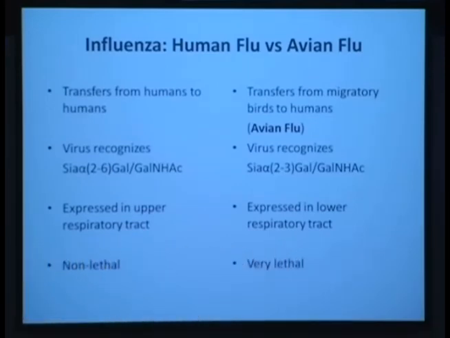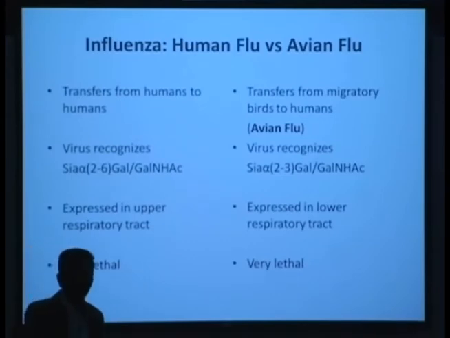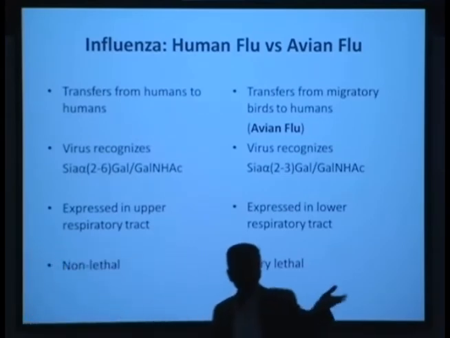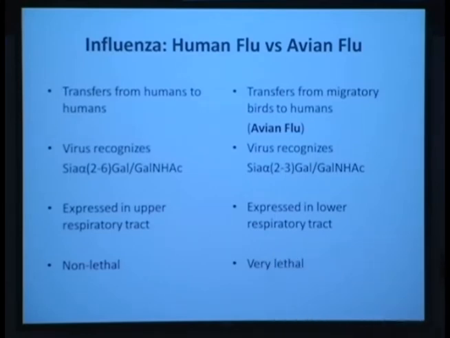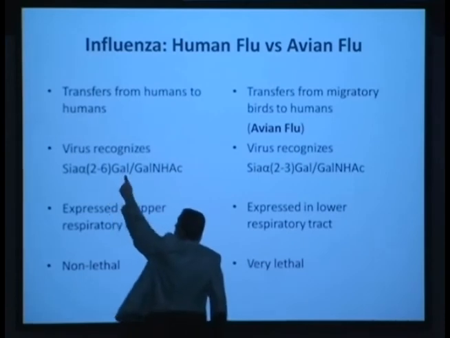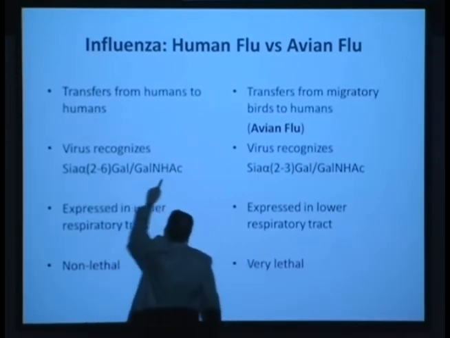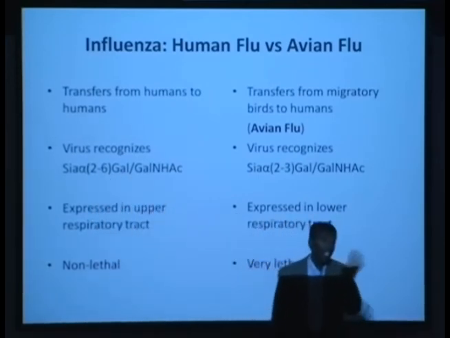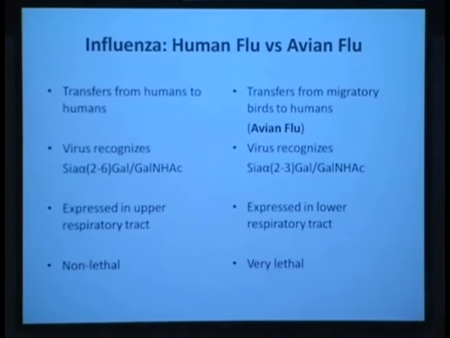And I would like to bring up the differences between human flu and avian flu. Human flu is the one that spreads from you to me, or me to you, from human to human. That virus recognizes sialic acid alpha-2,6 galactose. This glycan, a glycolipid, glycoprotein, or glycoconjugate, is expressed in the upper respiratory tract in human lungs. What it means is that the virus gets into the lung and they are expelled from the upper tract.